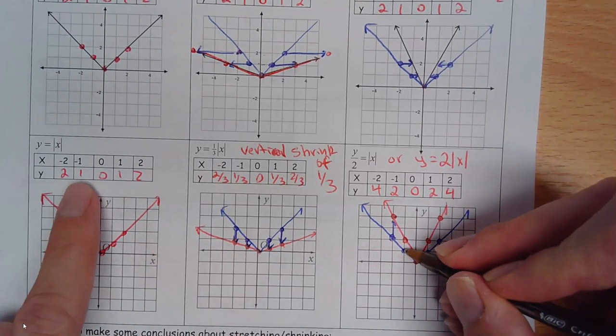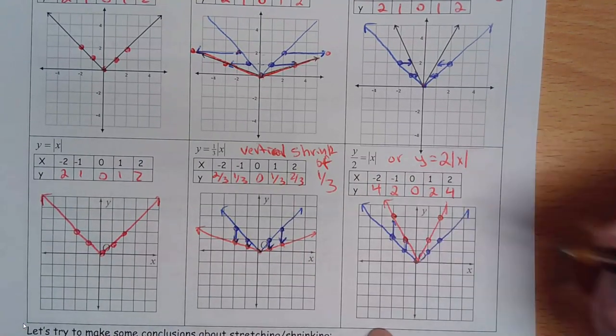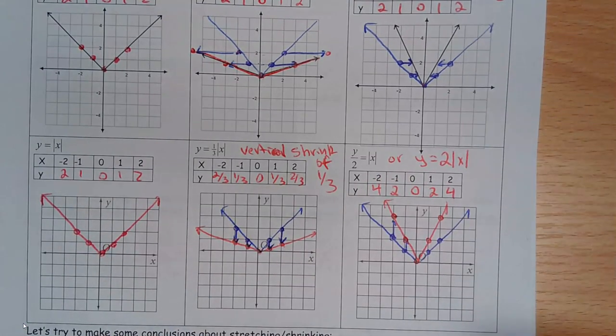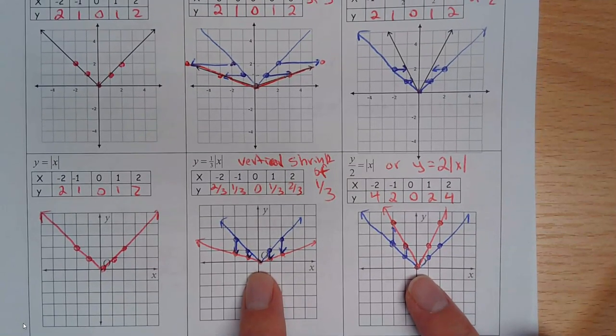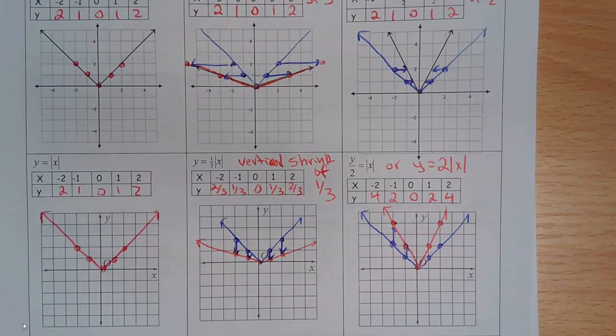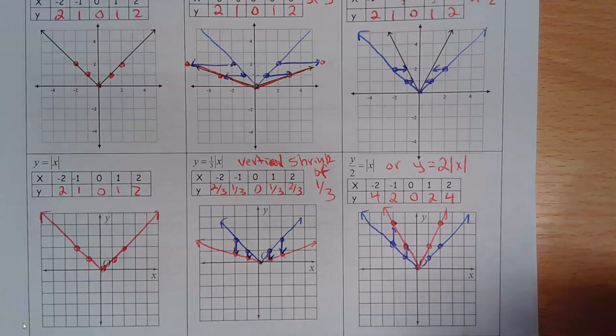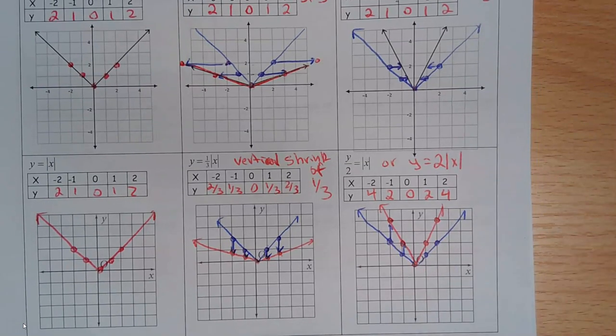When I plugged in -1, I used to get 1. Now I'm getting 2. Went up. Notice all these x-intercepts, did any of those change? All the x-intercepts, they're all the same. Because if the y value is 0, what's 0 times anything? No matter what scale you use, 1/3 or 3, it's going to be 0. So anytime you stretch or shrink, your x-intercepts won't change vertically, and your y-intercepts won't change horizontally.